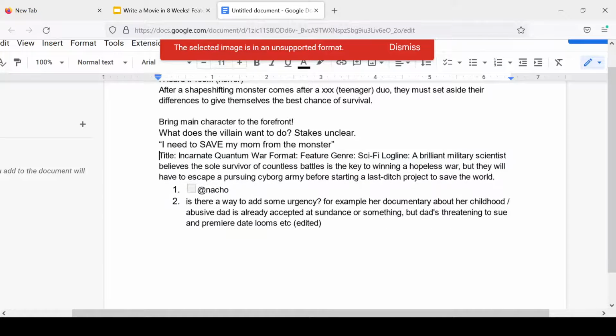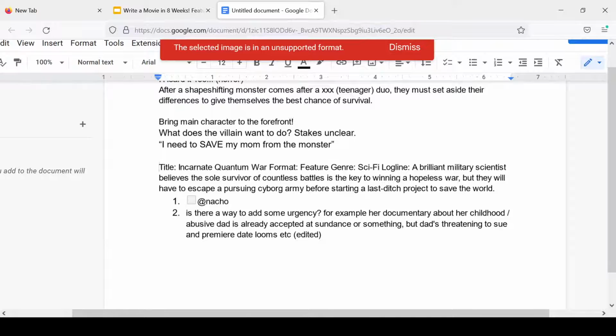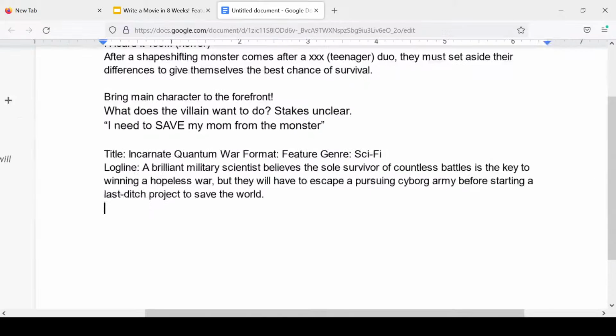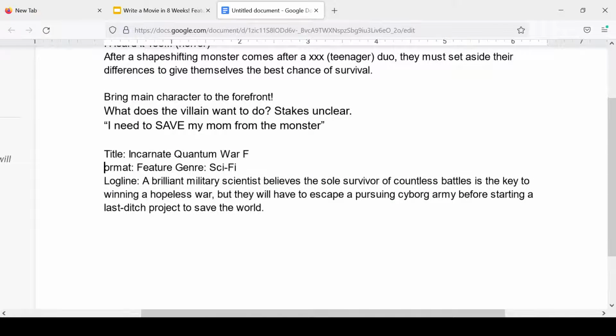A brilliant military scientist believes the sole survivor of countless battles is the key to winning a hopeless war. They will have to escape a pursuing cyborg army before starting a last-ditch project to save the world.